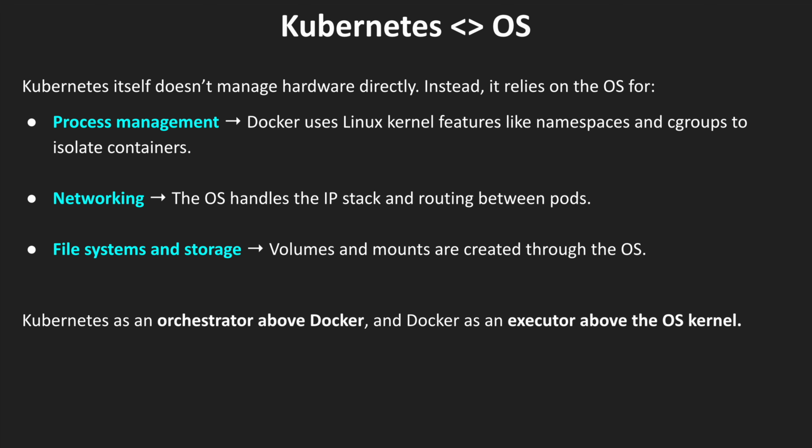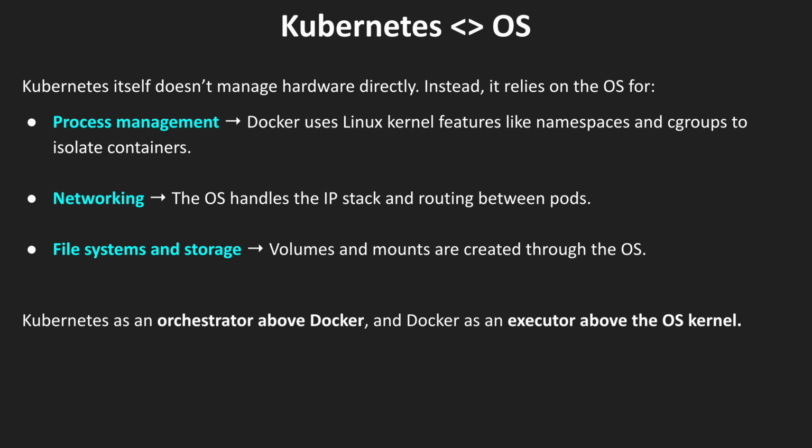The next part is the collaboration between Kubernetes and the operating system. Kubernetes itself doesn't manage hardware directly. Instead, it relies on the operating system for the following. For process management, Docker uses Linux kernel features like namespaces and cgroups to isolate containers. For networking, the OS handles the IP stack and the routing between pods. And for the file system and storage, volumes and mounts are created through the operating system.